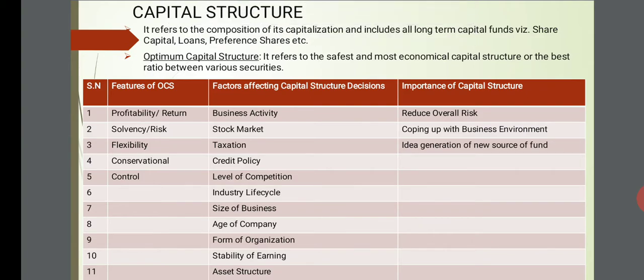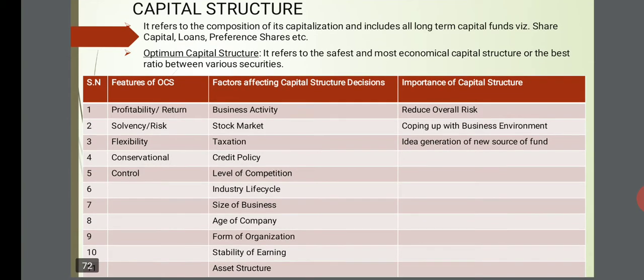Factors affecting capital structure decisions. What are the factors which affect the capital structure decision of a firm? Business activity of the firm, the stock market, taxation, credit policy, level of competition, industry life cycle, size of business, age of company, form of organization. Form of organization means whether it is proprietorship, private limited, or public limited, what kind of organization it is. Stability of earning: whether it is a new company or an old company, whether it has stability of income or not.